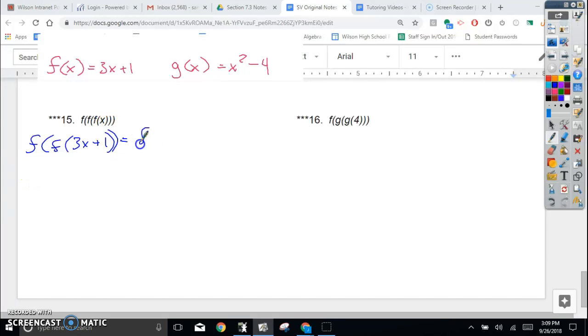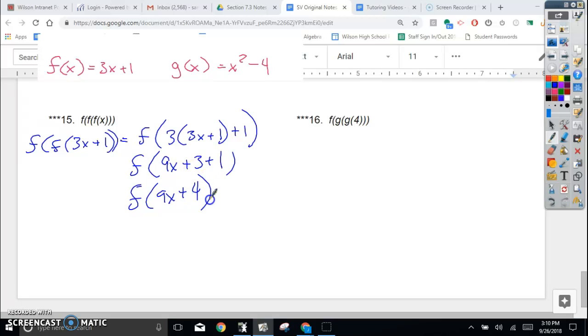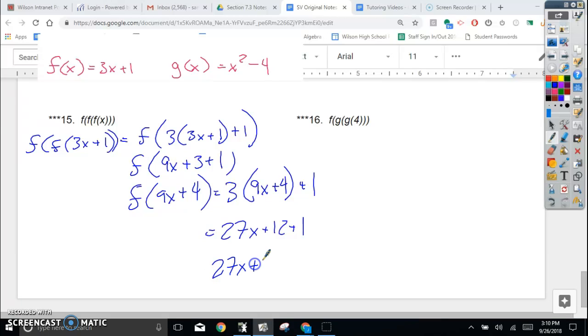So now I'm going to go ahead and do, let's see, how would I write this? 3 blank plus 1, close parenthesis, and inside here I go 3x plus 1. So at this point, this is 9x plus 3 plus 1, close my parenthesis, so this is f of 9x plus 4. So now I'm going to do my next f, which would be 3 blank plus 1, and in this blank we go 9x plus 4. And this would be 27x plus 12 plus 1. So 27x plus 13. Not an easy one at all.